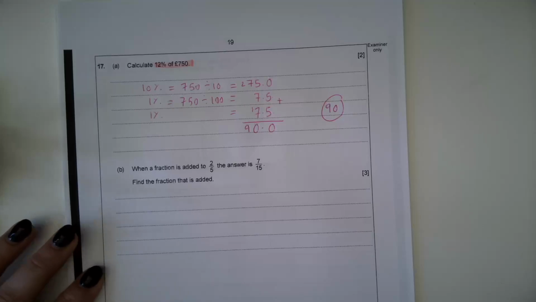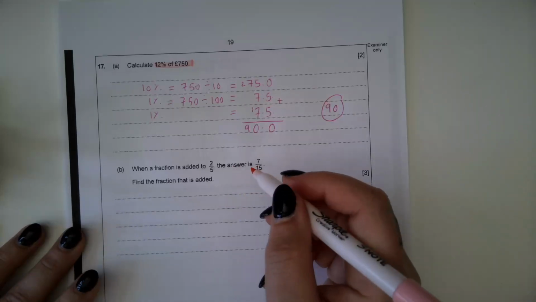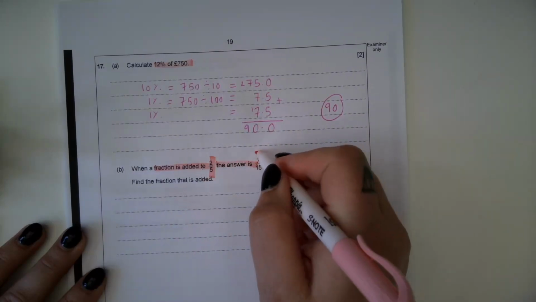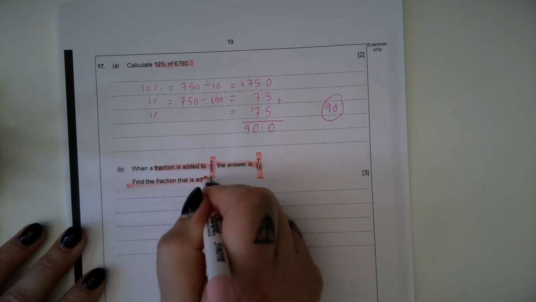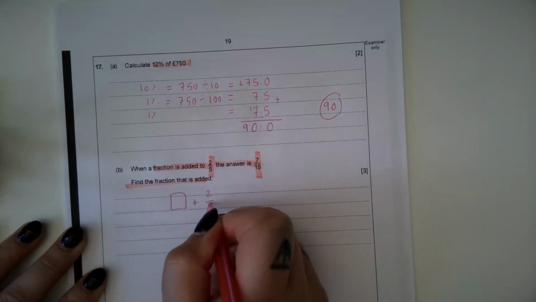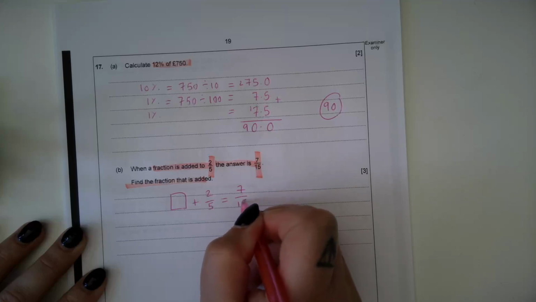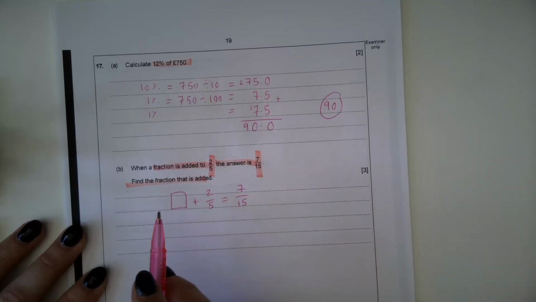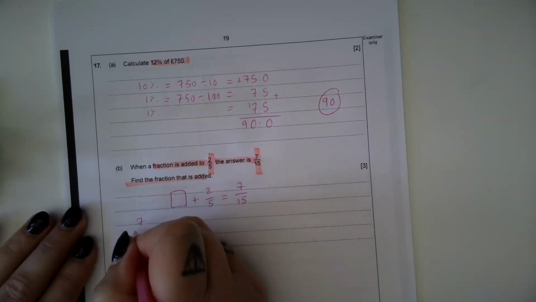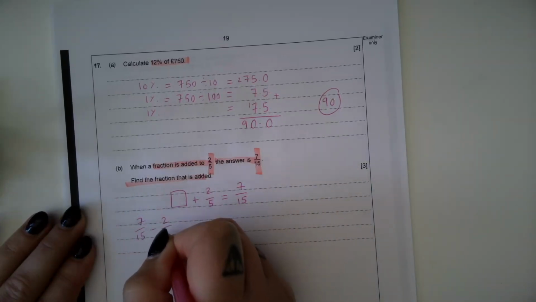Part B. When a fraction is added to 2/5, the answer is 7/15. Find the fraction that is added. So something plus 2/5 is 7/15. We're trying to find that something. Okay, guys, so we're going to do inverse operations. So the inverse of adding 2/5 would be to subtract 2/5. So we're going to do 7 over 15 subtract 2/5.